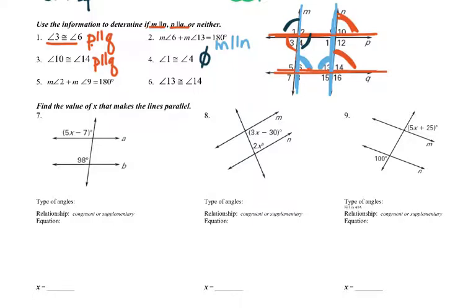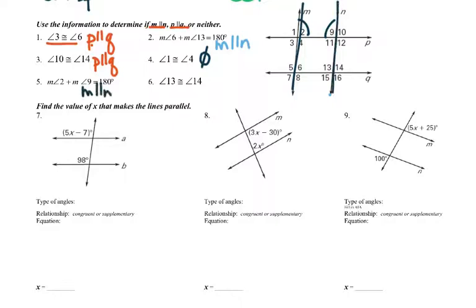Let's see, what's the next one? I'm going to erase so I can see it again. The next one is 2 and 9 adding up to 180. So there's 2 and 9. Those are same side interior. That's going to make M parallel to N. But what about 13 and 14 adding up to 180? Does that make anything parallel? Sure doesn't. Those are straight lines. That's just like the sunrise, sunset, right? That's not forcing any lines to be parallel.